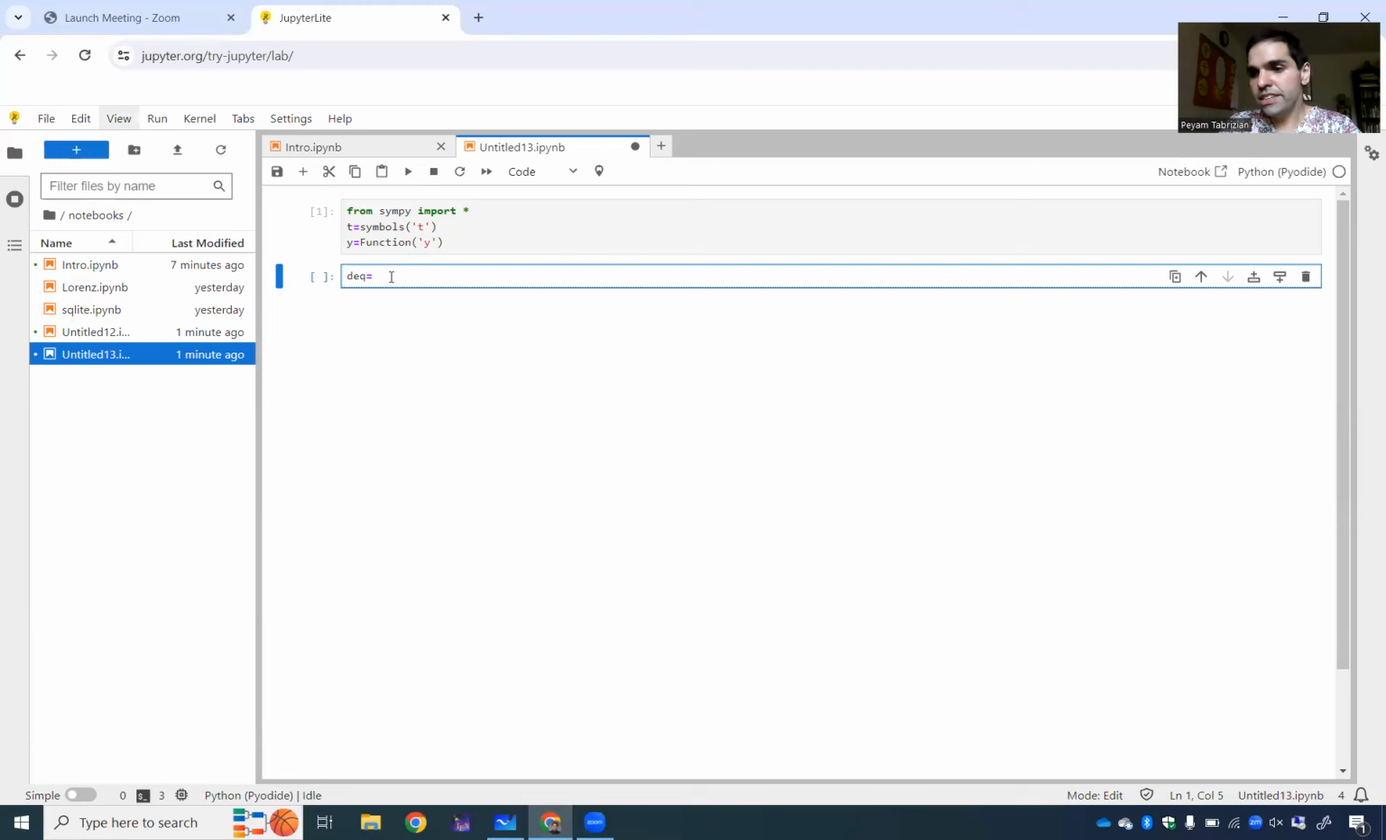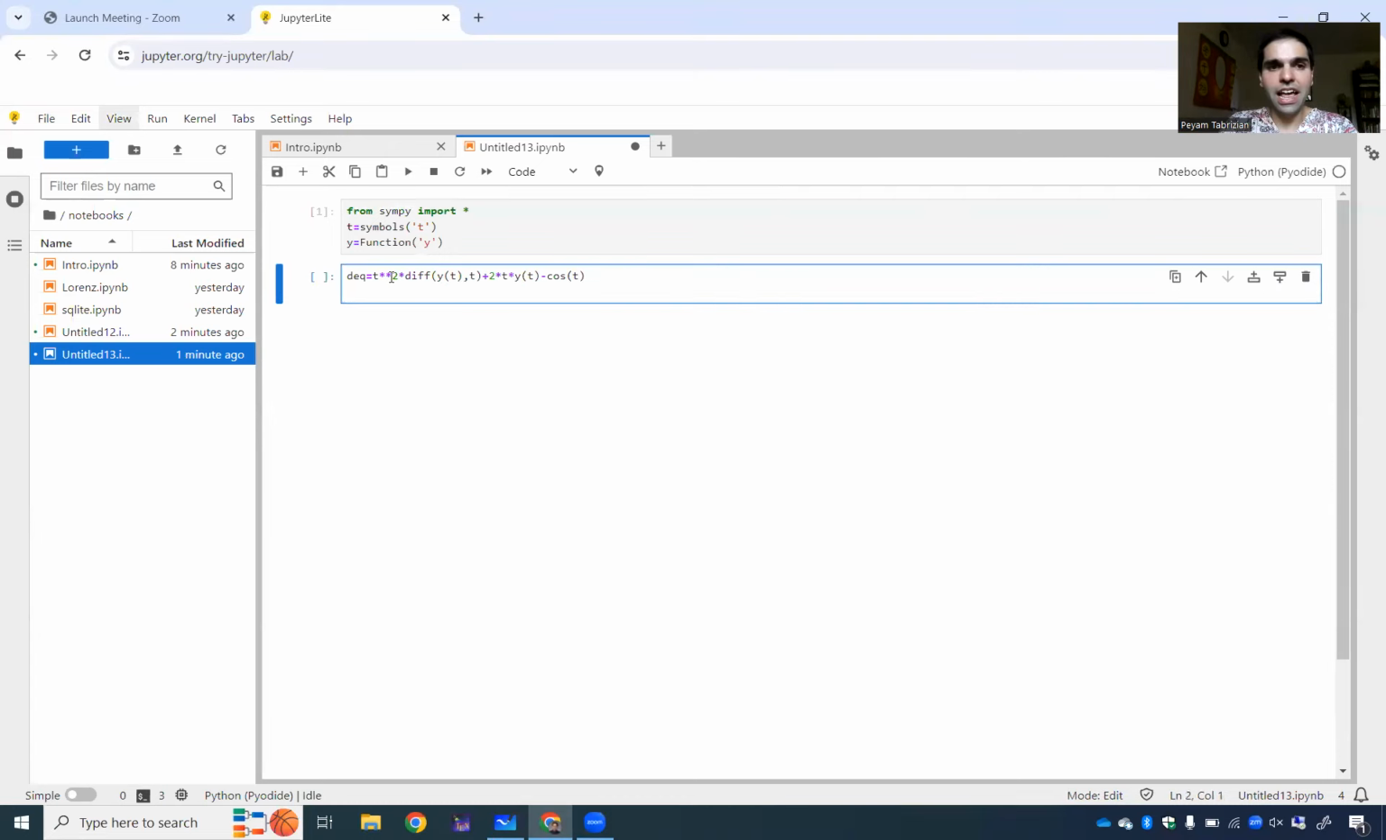And then you have your differential equation, which is really t squared y prime. So double star is squared, and then differentiate with respect to t, plus 2ty of t. We have it equals cosine of t, but that's the same as minus cosine t equals 0. So you put everything on the left-hand side, make it 0.